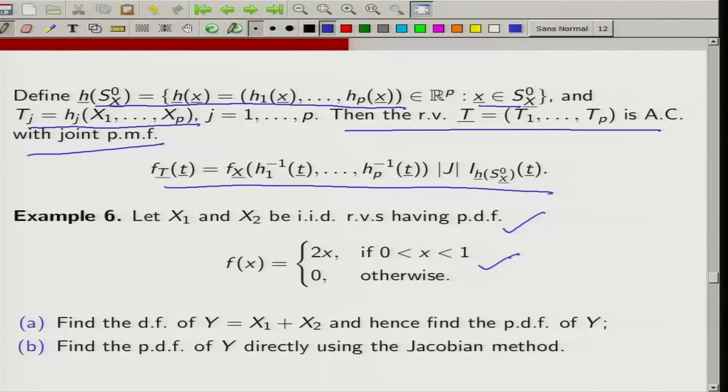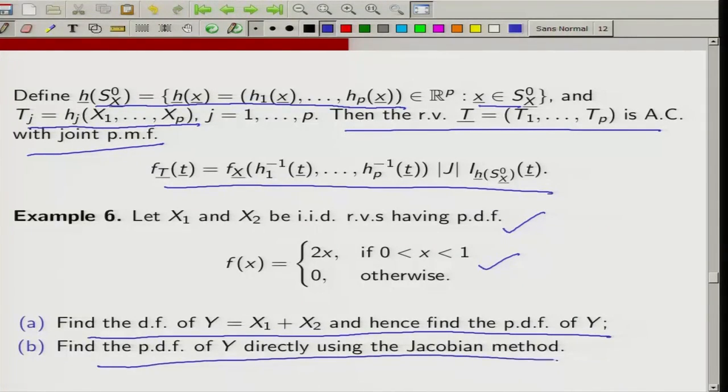To see an application of this result, let X1 and X2 be IID random variables having common PDF 2x if 0 < x < 1 and 0 otherwise. Find the distribution function of X1 + X2 and hence find the PDF of Y. Then find the PDF of Y directly using the Jacobian method.